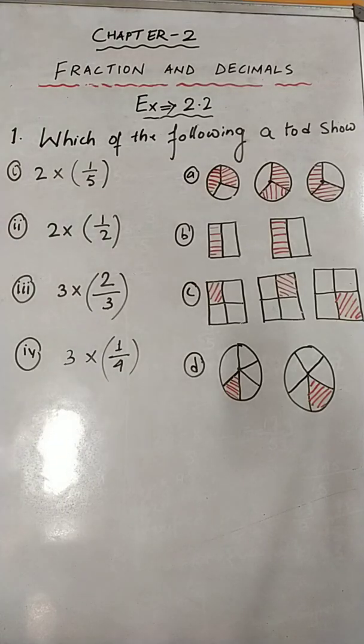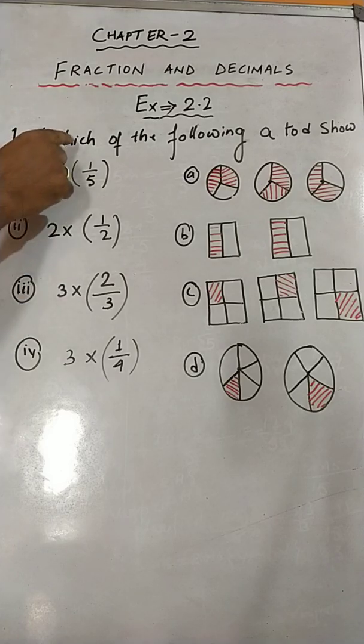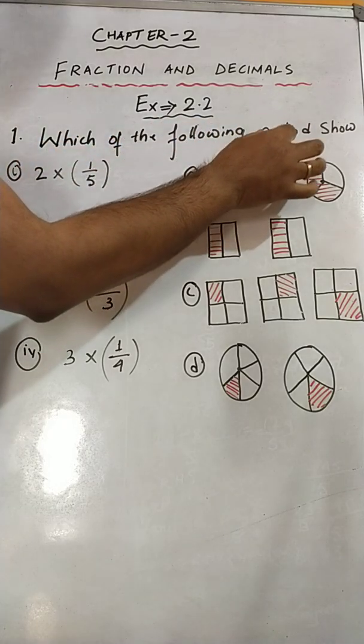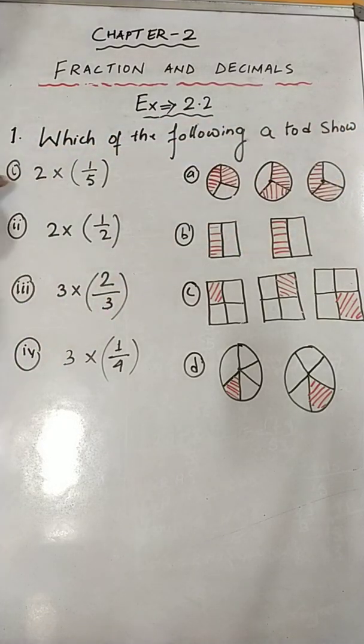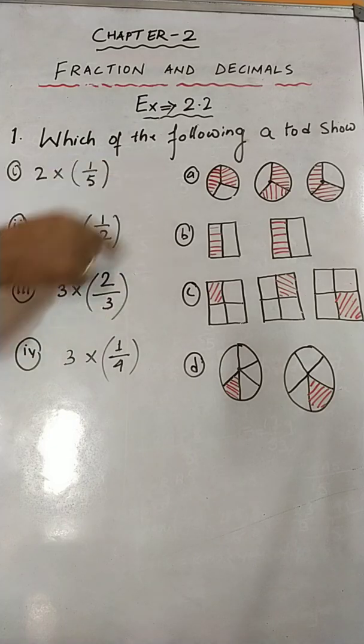Hello students, now in this session I will explain question number 1 and 3 of exercise 2.2. Question number 2 will be your homework as it is very similar to question number 1. So let us begin with question number 1. We see this, which of the following A to D show these things. Okay, we have to match the following.